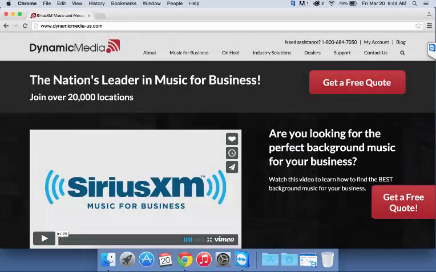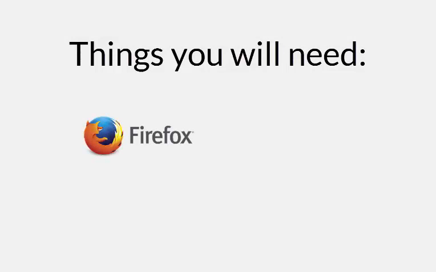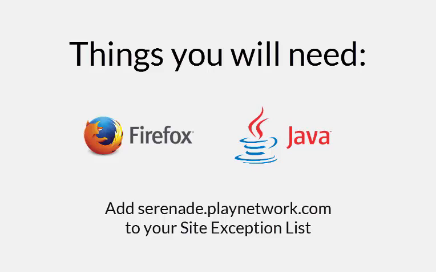Hello, my name's Amanda, and I'm going to be showing you how to build a Serenade messaging campaign. There's a few things that you have to have on your computer, so just go through and make sure that you have all these things before completing the message campaign tutorial. You're going to want to make sure that you're using Mozilla Firefox. You want to make sure that you have Java downloaded and enabled on your computer, and you also want to add the serenade.playnetwork.com to your site exceptions list.